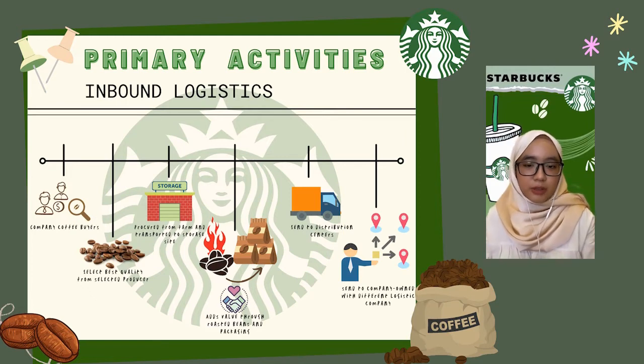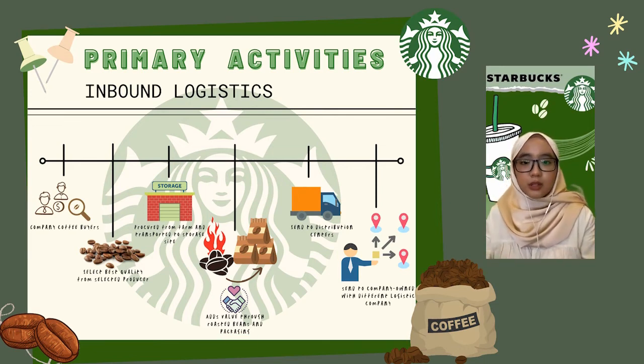Okay, so now we're going to touch on the primary activities first. One of the components in primary activities is inbound logistics. I hope you guys still remember what inbound logistics is all about. So inbound logistics includes the activity of receiving, storing, and disseminating inputs to the product.